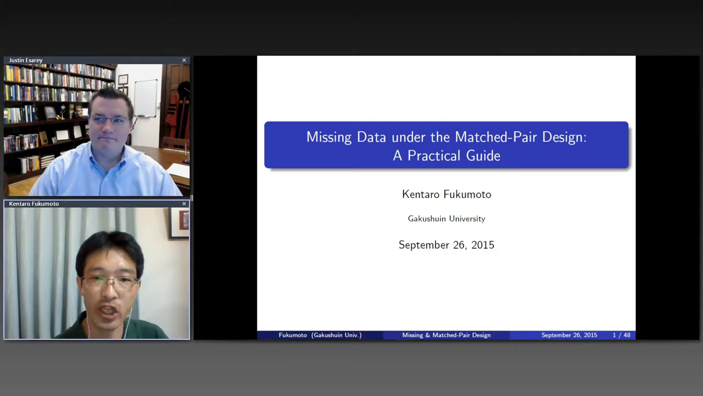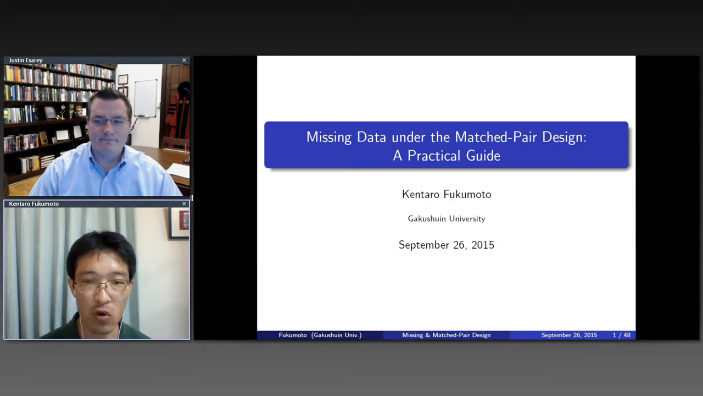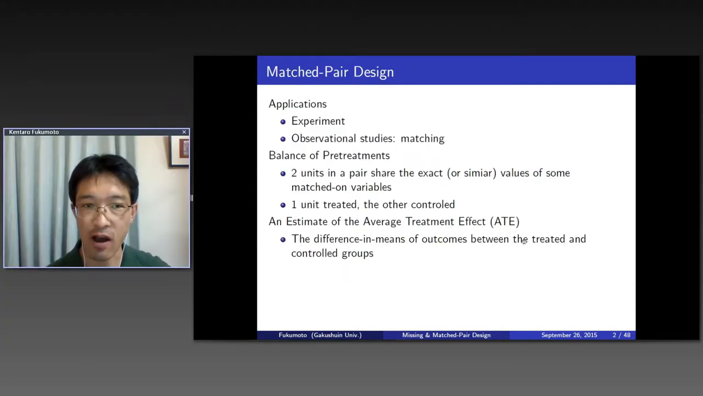Today's talk is about missing data under the matched pair design, and I will try to be as practical as possible. The matched pair design is found in many applications, including experiments. But even in observational studies, if you use matching, it is actually the matched pair design. The merit of the design is balance of pretreatment variables. Two units in a pair share the exact or similar values of some match-on variables. One unit is treated, the other is controlled. Then, an estimate of the average treatment effect is the difference in means of outcomes between the treated and control groups.